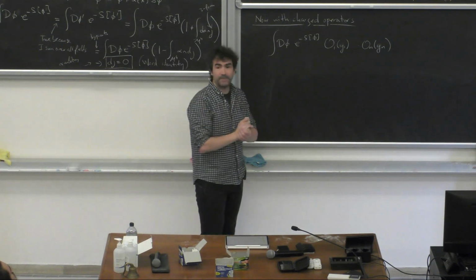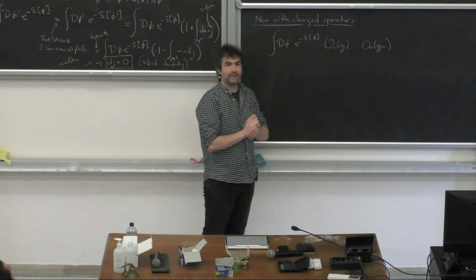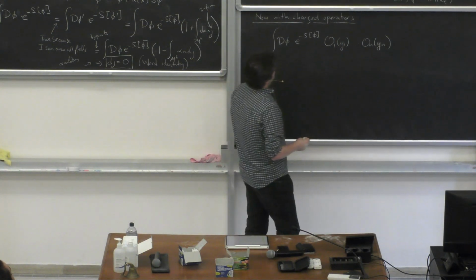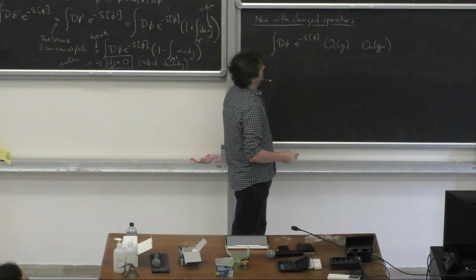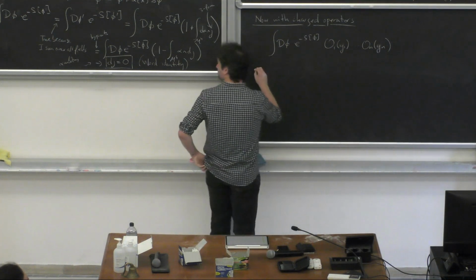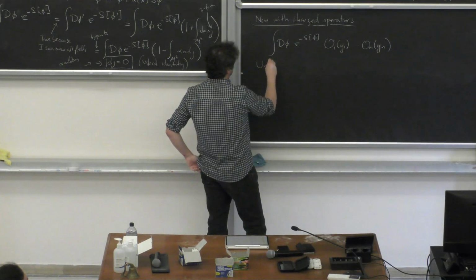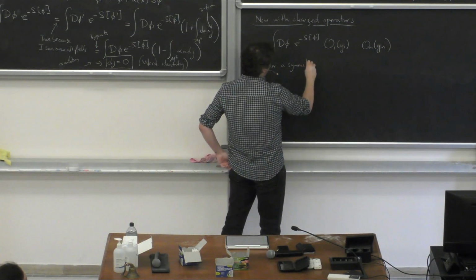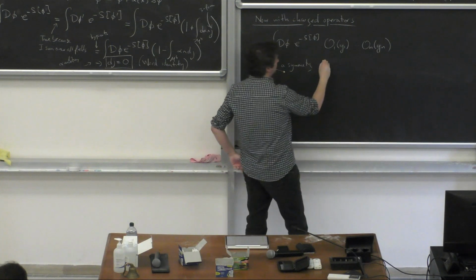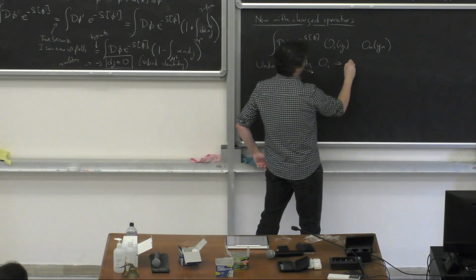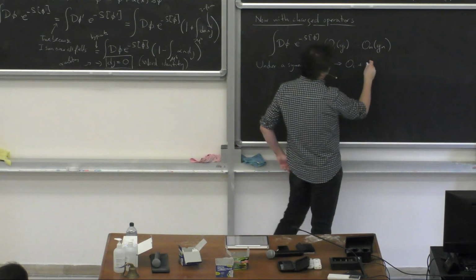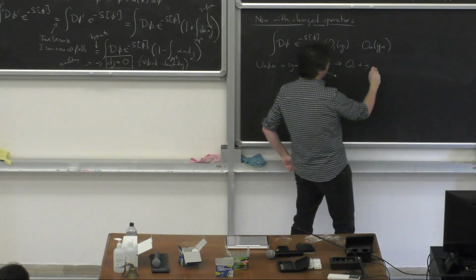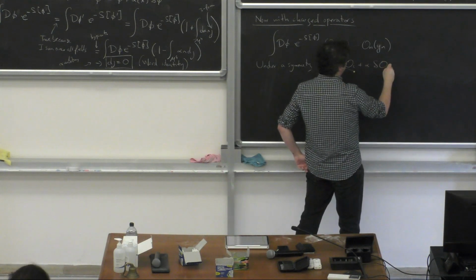Any questions so far? All right. So under a symmetry, the operators will generically transform. So O_i will go to O_i plus some transformation parameter. Let me call it alpha as before, times the variation of O_i.